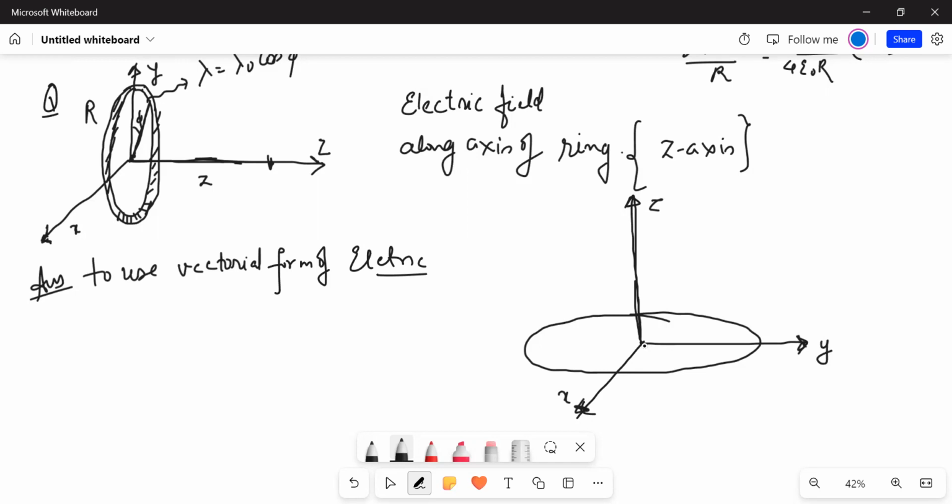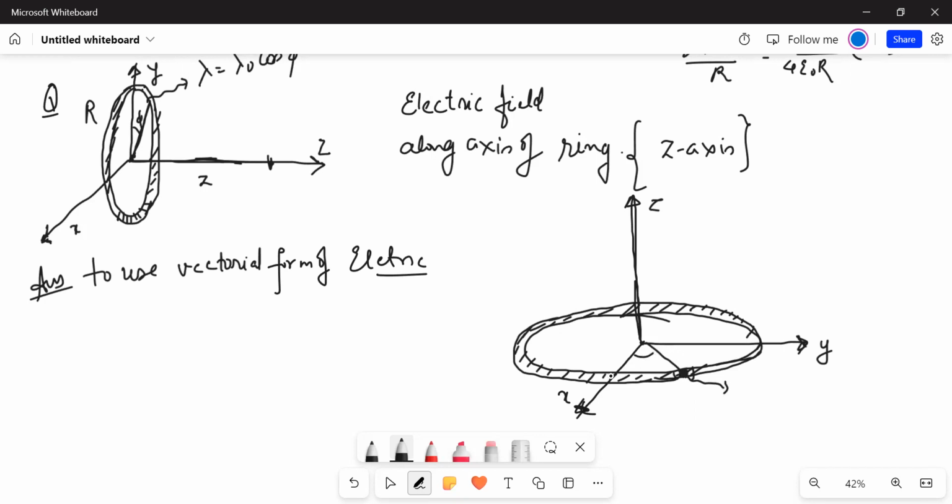Now you see, on this particular ring the linear charge density is given by lambda naught cos of phi. That implies that the charge density is certainly non-uniform. So for this non-uniform charge density, let us consider a small differential element here.